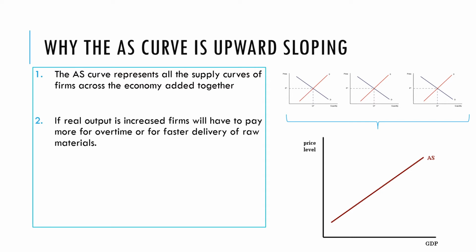The second reason is that if firms increase output, if they produce more, in order to do that, they might have to pay more for overtime or for faster delivery of raw materials, which in turn will push up their prices because their costs are higher. So as they produce more, we might expect the prices of products to rise.